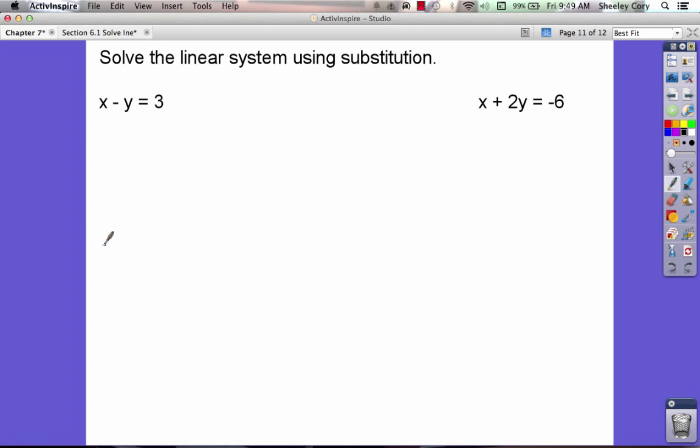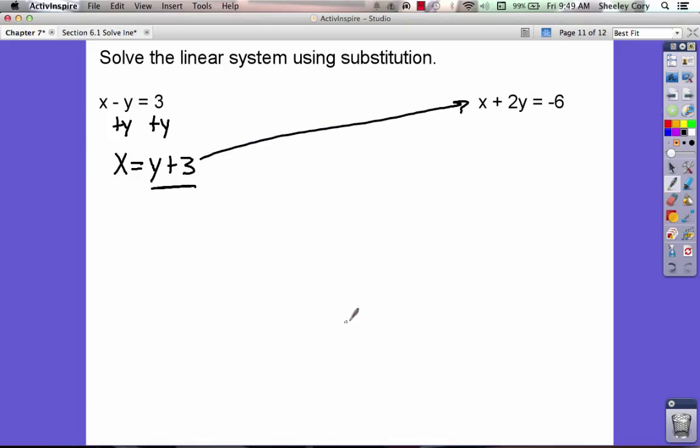Well, in the last problem I solved for y. If you remember, I solved for y. So this time I'm going to solve for x. To solve for x, I'm going to add y to both sides. That gives me x equals y plus 3. What that tells me is x is literally equal to this y plus 3. This expression is the same as x. So I'm going to take it and plug it into this equation for x.